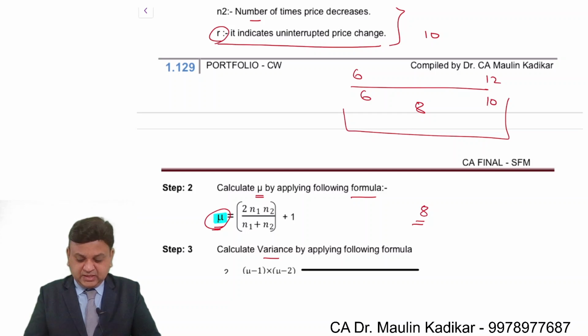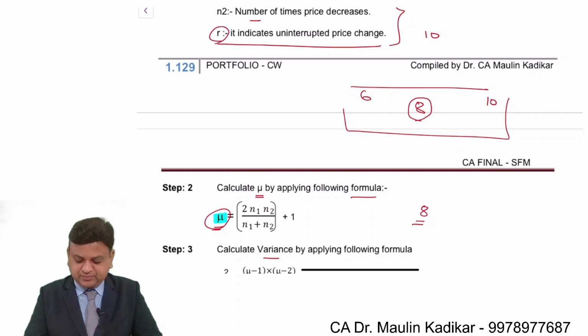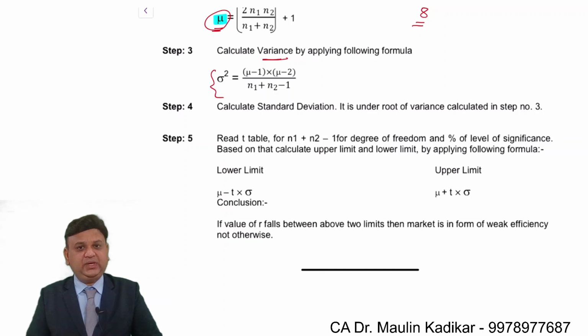This is the kind of range we are supposed to develop using this mean value. And when it comes to the range, we are supposed to calculate the standard deviation. So next is the calculation of the variance by using the simple formula: (mu minus 1) into (mu minus 2) divided by (n1 plus n2 minus 1). Suppose for example it is 4. Then the standard deviation, that is the square root of the same, is 2.